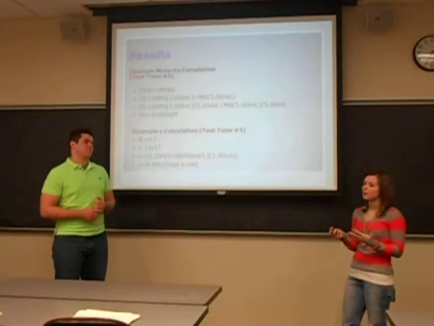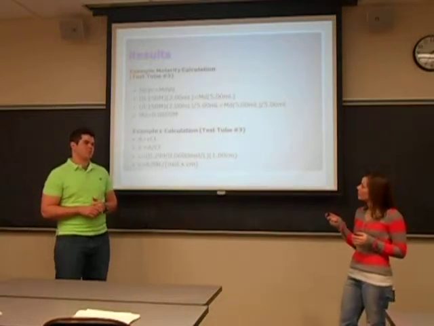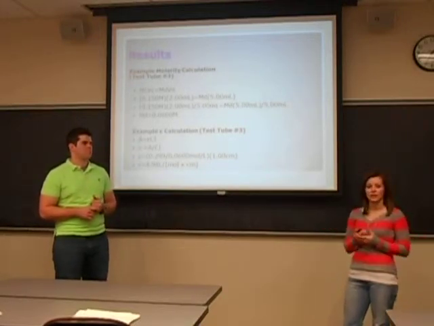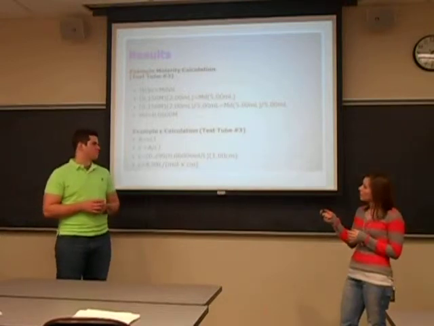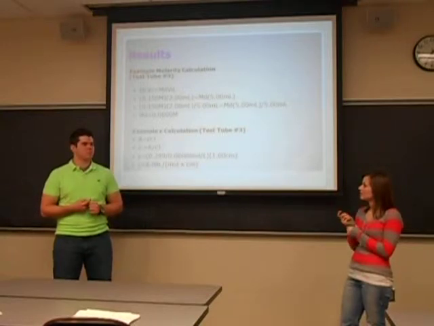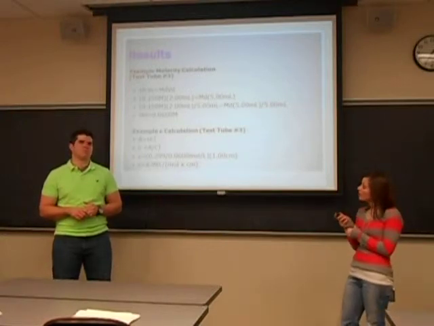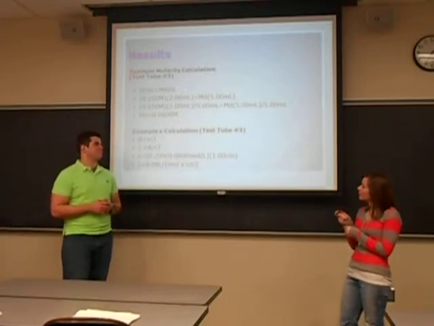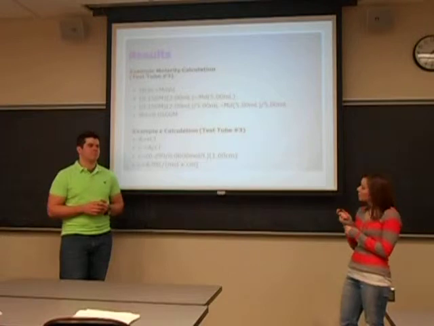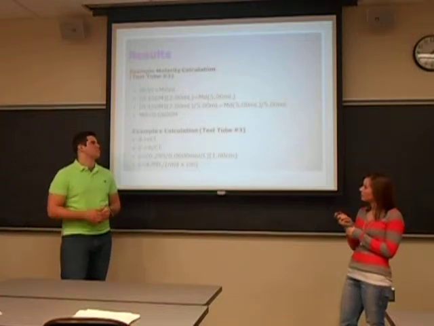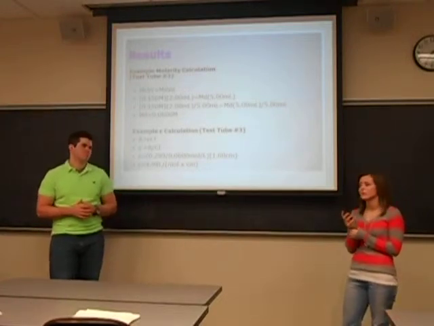So these are our two example calculations. The top one is for molarity of test tube number 3, and the bottom equation was for our constant, or epsilon calculation, for test tube number 3. For the first calculation, we used the equation molarity concentrated solution times the volume concentrated solution equals the molarity of the diluted solution times the volume of the diluted solution. And we manipulated the equation and we got MD, because that's what we were looking for. We were looking for the molarity of the diluted. We just plugged in the numbers and we got the molarity diluted solution to be 0.0600 molarity.